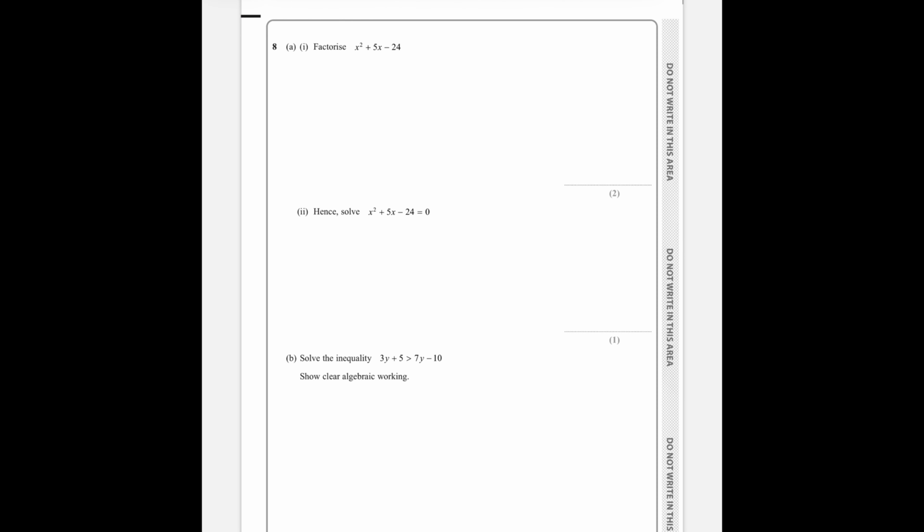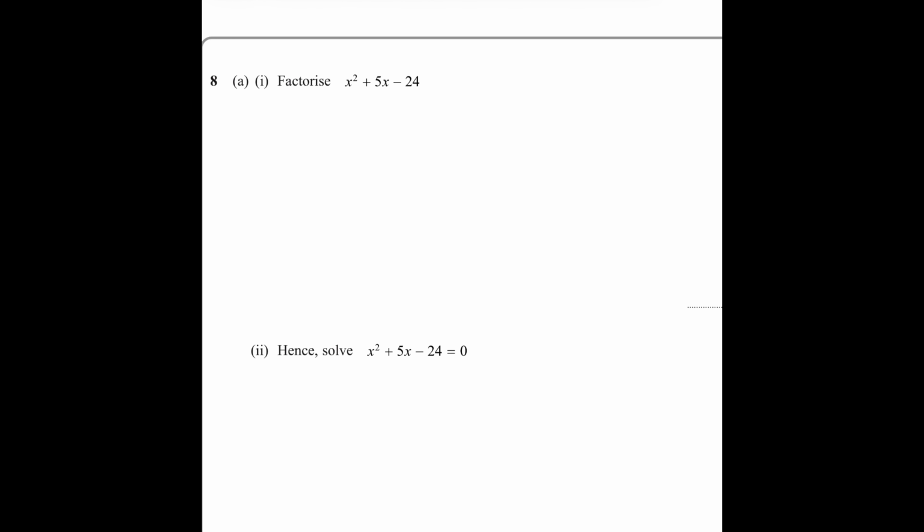Next, factorize. Now, when factorizing a quadratic, you just want to be thinking what numbers add up to give 5, in this case the term in the middle, the x term, and which ones multiply together to give negative 24. So if you think about it, we have 8 and 3. Now it's going to be x plus 8 and x minus 3. So that's going to be your answer.